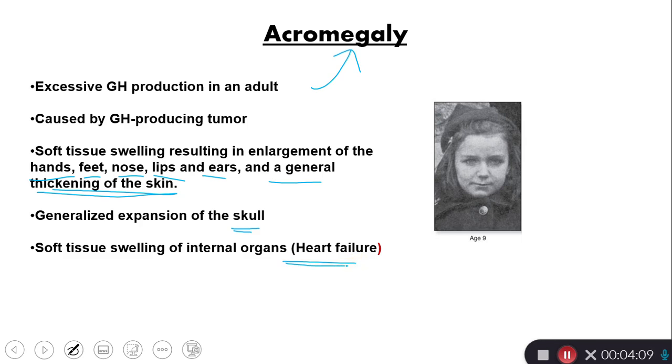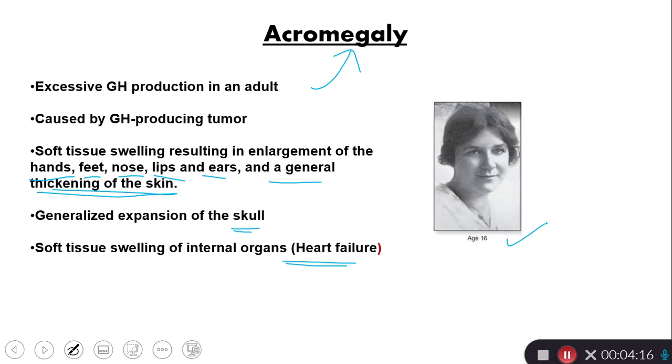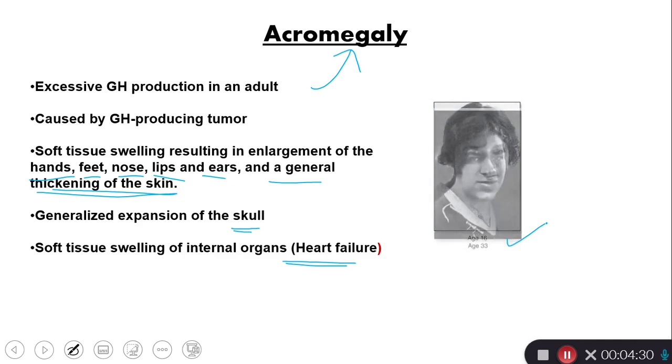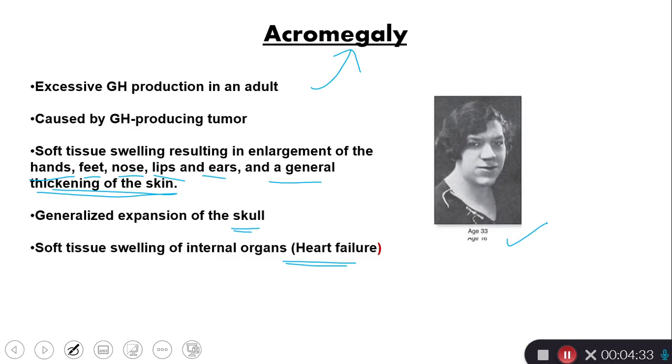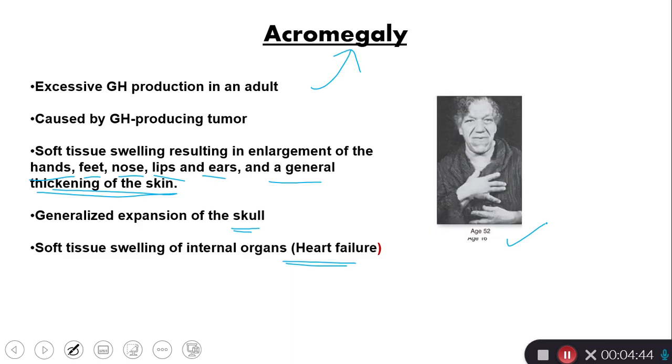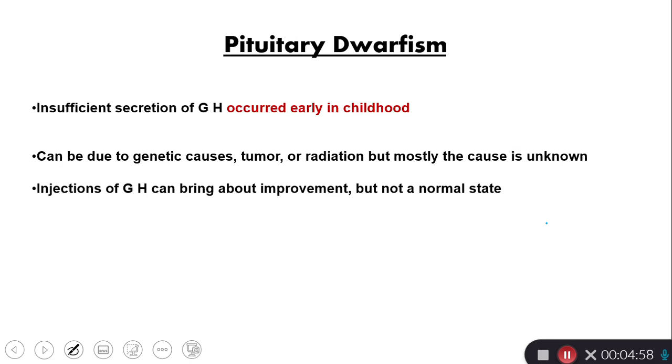This is an image of a 9 years old girl, and she's totally normal. And here, as she becomes 16 years old, she looks normal. But after this age, she got excessive production of the growth hormone and acromegaly. And here she is at the age of 33. So if you look at the nose, at the skull, they are larger than before. And here she is at the age of 52. You can see that the hands are larger, the skull is larger, the nose is larger. So this is acromegaly.